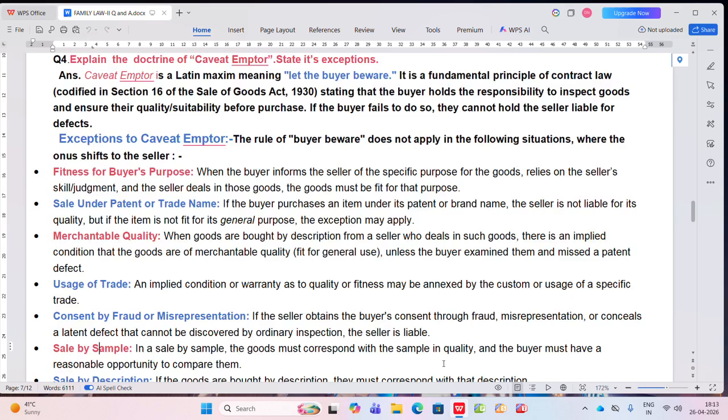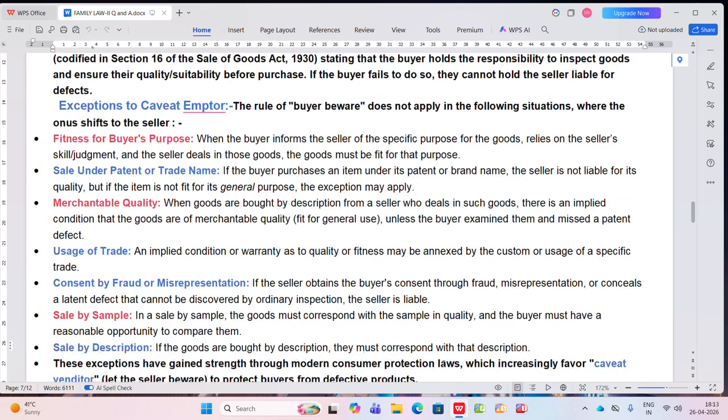Consent by fraud or misrepresentation. If the seller obtained the buyer's consent through fraud or misrepresentation, or conceals a latent defect that cannot be discovered by ordinary inspection, the seller is liable. Now, sale by sample. In a sale by sample, the goods must correspond with the sample in quality and the buyer must have a reasonable opportunity to compare them. Sale by description. If the goods are bought by description, they must correspond with that description.